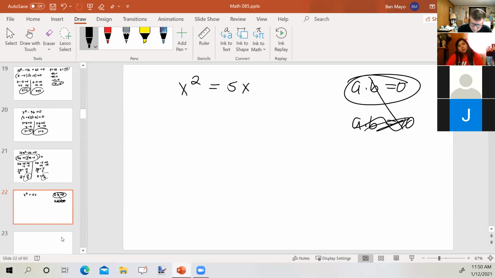So the first thing I'm going to do is subtract 5x from both sides to set it equal to 0. So x squared minus 5x equals 0.